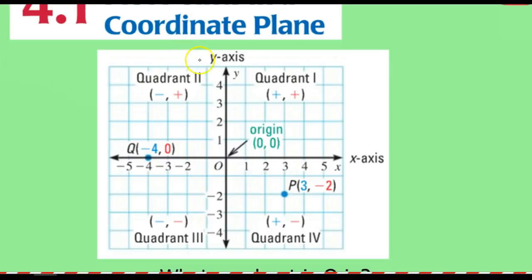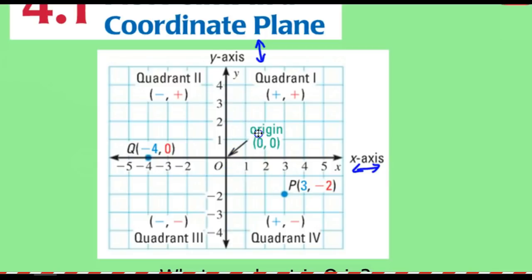Now there's different parts of a coordinate plane. The y-axis is the line here, the dark black line that goes up and down. The x-axis is the axis that goes side to side. So those are the two main lines on our coordinate plane. Those are what we're going to be going off of for our whole plotting points.